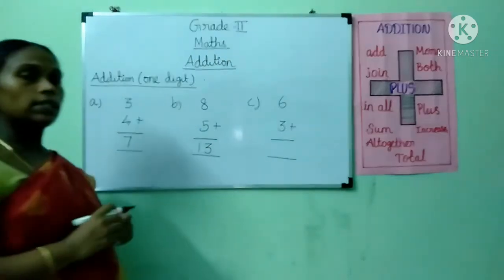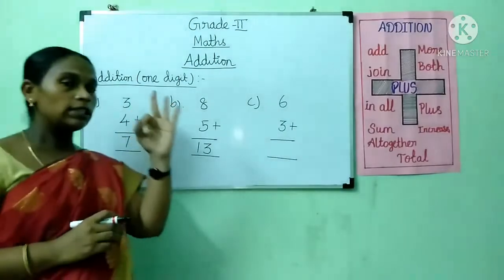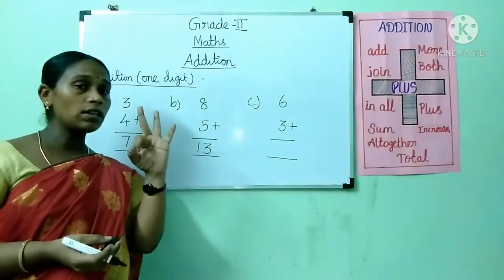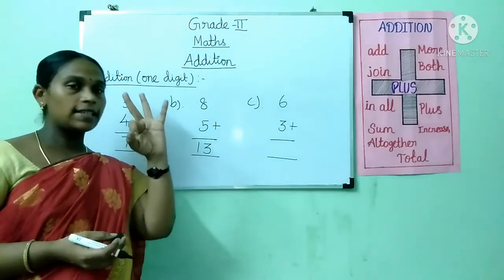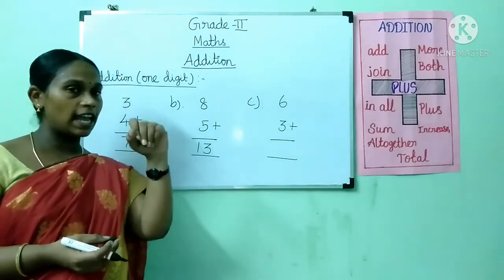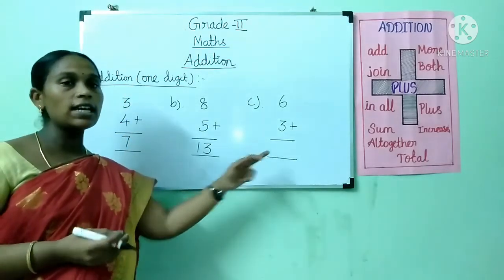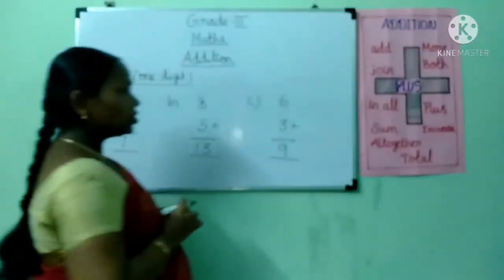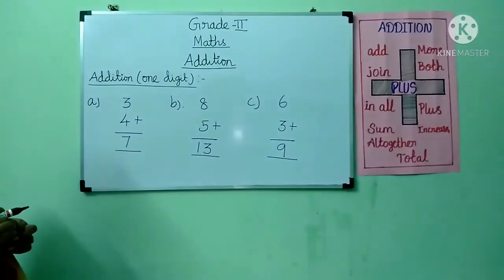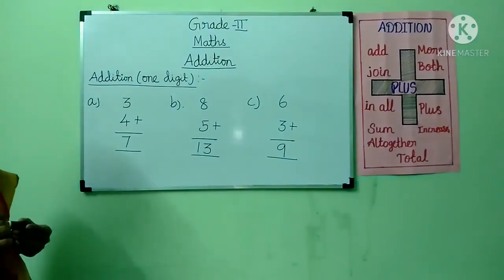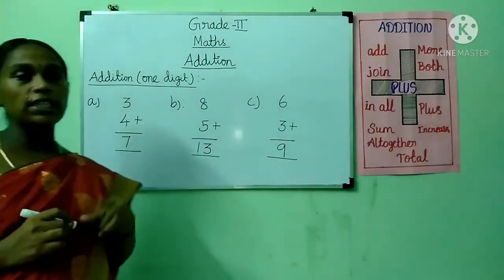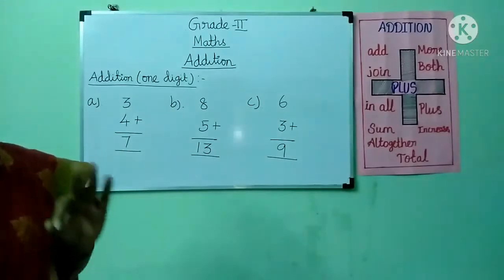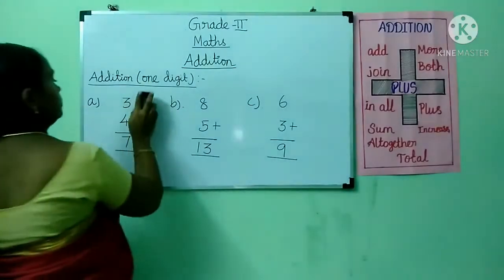6 plus 3. 6 in the mind, 3 in the finger. 6 after 7, 8, 9. So what will come answer here? 9. Are you clear, children? How to add this one digit number? Okay. Now we'll see the 2-digit addition. What is this? 2-digit addition.